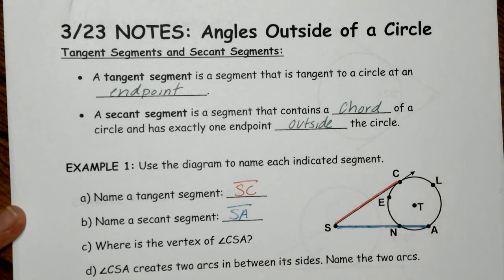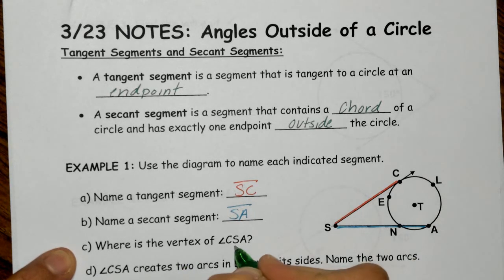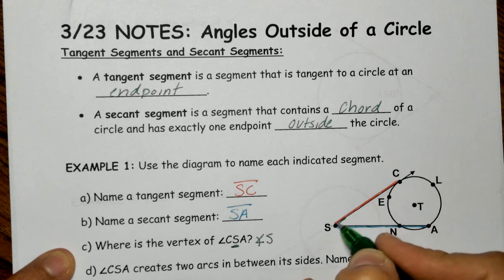We want to know where the vertex is of angle CSA. Well, we've already learned that that middle letter is where the vertex is, so it will be at angle S. Okay, it'll be right here.